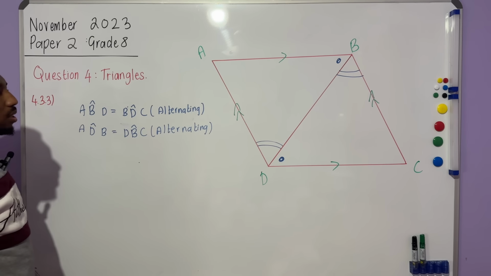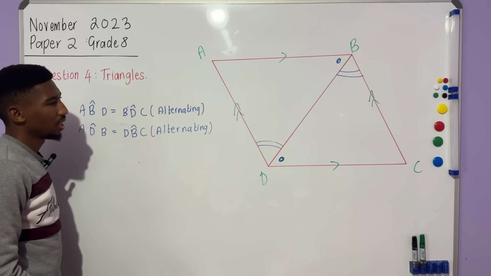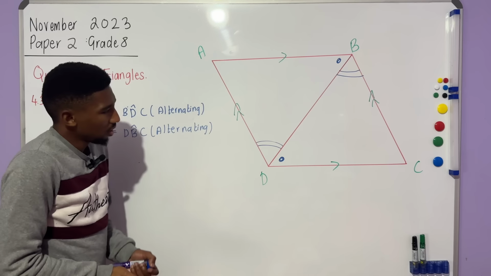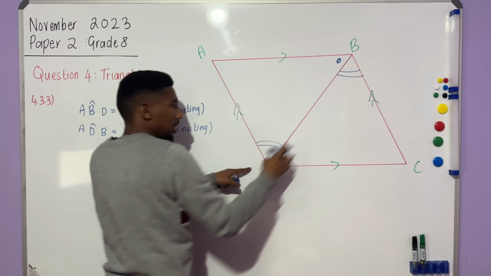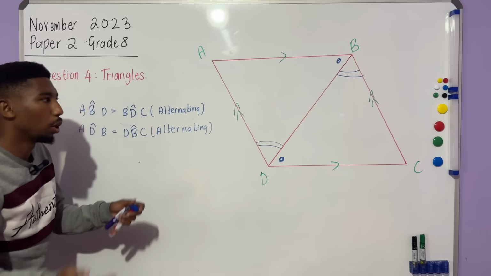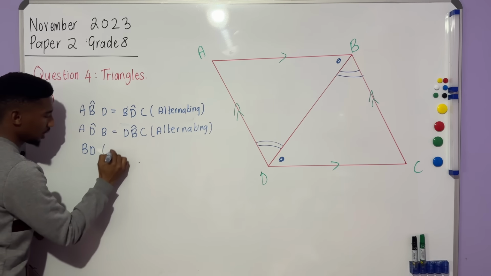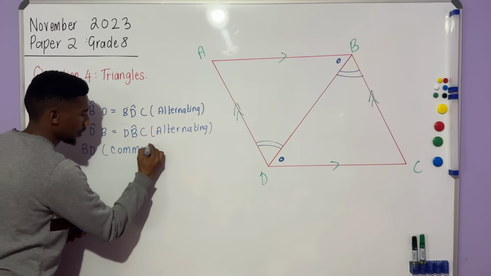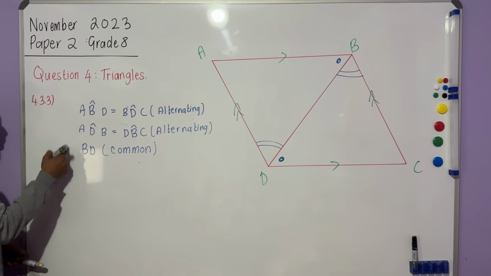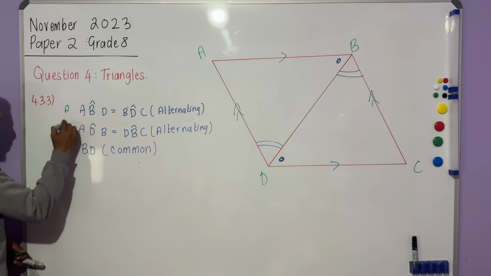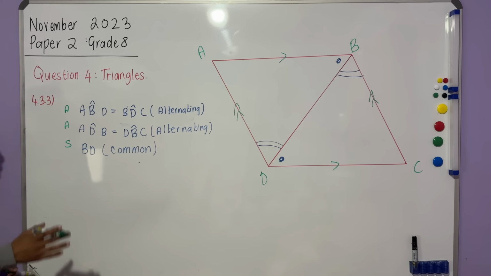Then what else is equal? It takes a little bit of a trained eye, but not really. These two triangles are sharing the same base, or the same floor, I would say. This line BD is shared amongst both triangles. So that line BD, we say that it is common. Okay? We have three conditions. We have an angle, we have an angle, and we have a side that is equal for both triangles.